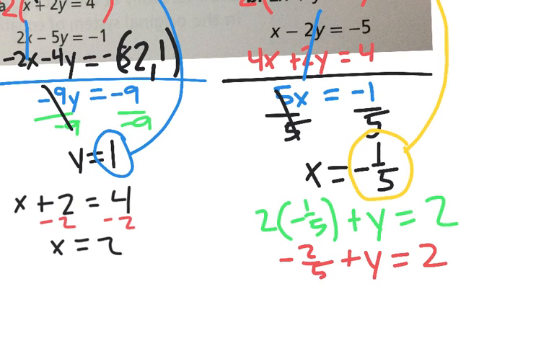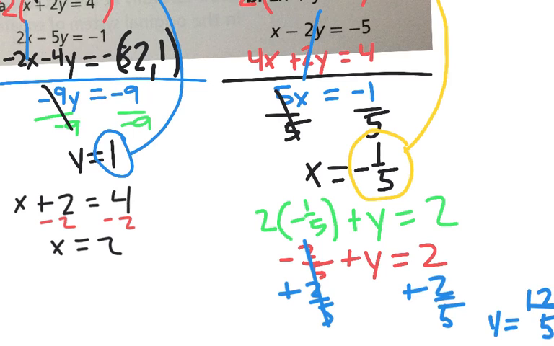And now y is not by itself because it's being subtracted by 2/5, which means I need to add 2/5. That would give me y equals 2 plus 2/5. We don't use mixed numbers in algebra. It is 2 and 2/5. Make it improper. 12/5. The y value here would be 12/5.